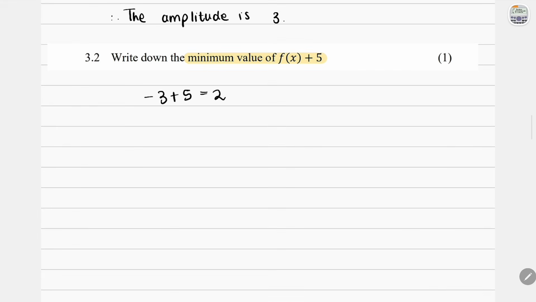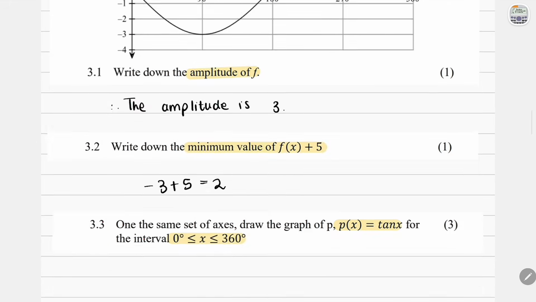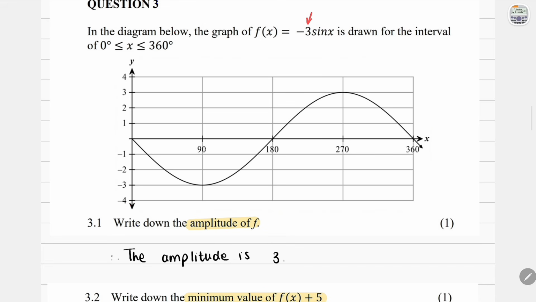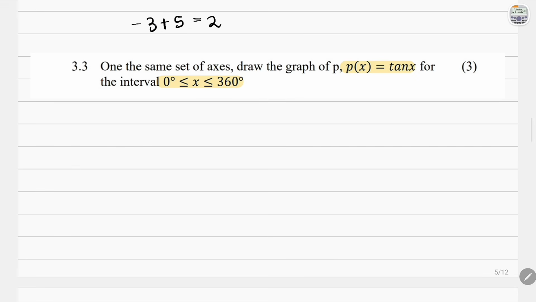Okay, moving on to the next question. Question 3.3 says, on the same set of axes, draw the graph of p, where p of x is equal to tan x for the same interval really. Okay, let's just go ahead and draw that graph here. So it's a tan graph. The tan graph, remember that from grade 10, this is really where you need to learn your graphs. Your trig graphs should be learned properly in grade 10. So the graph of y equals tan x, in this case p of x, which is just y really.